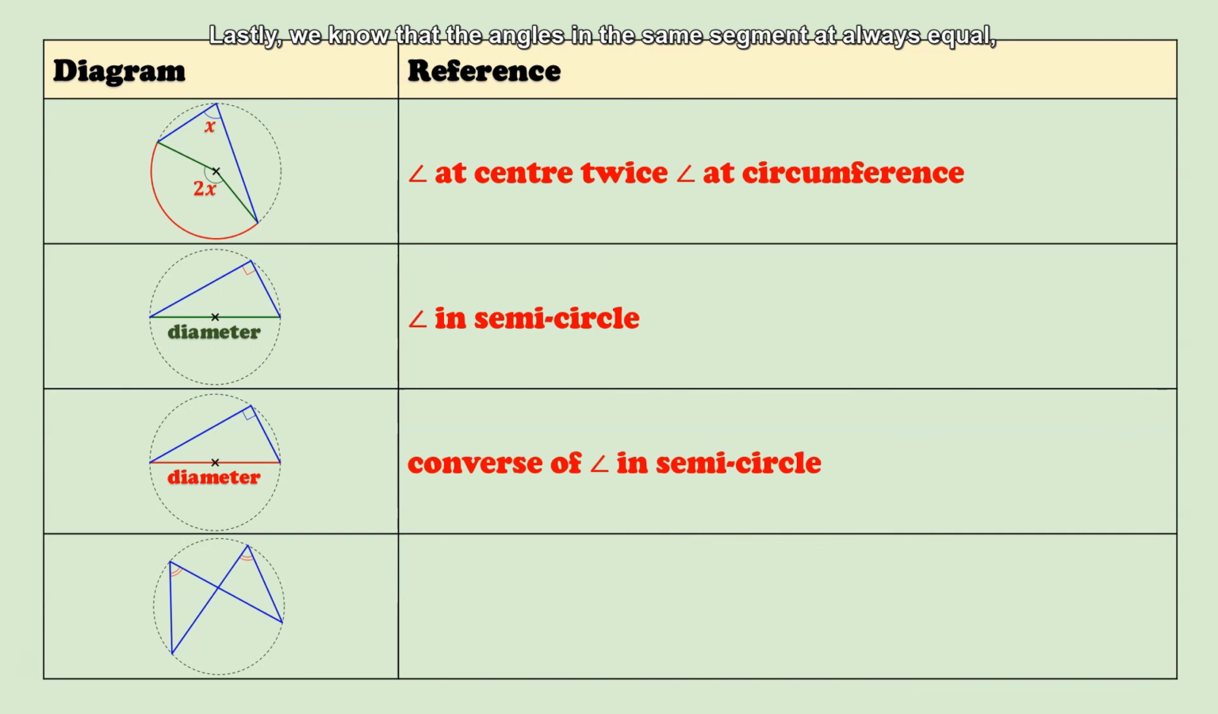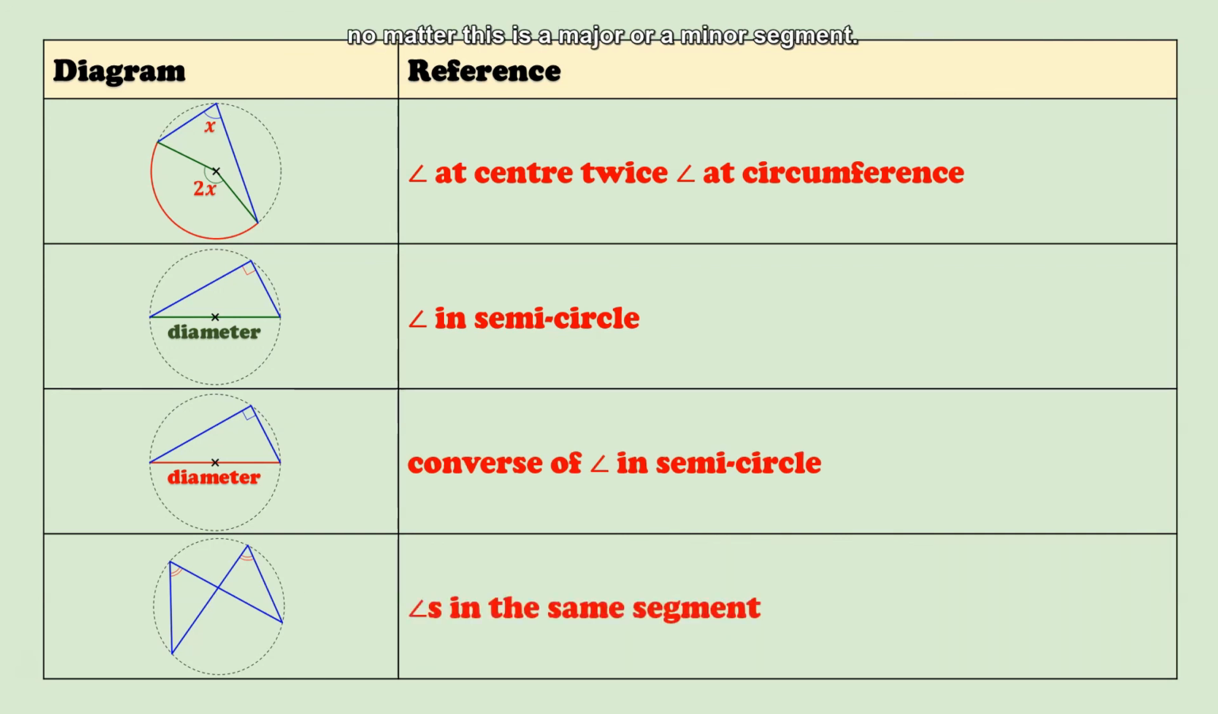Lastly, we know that the angles in the same segment are always equal, no matter this is a major or a minor segment.